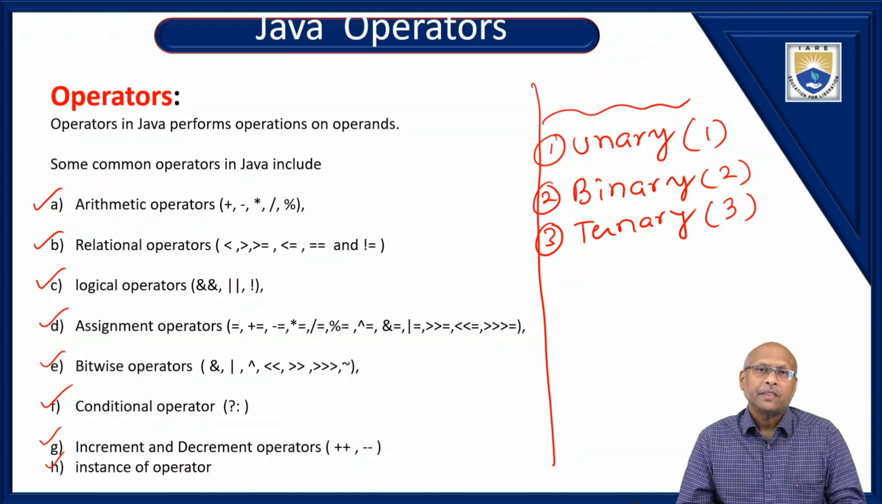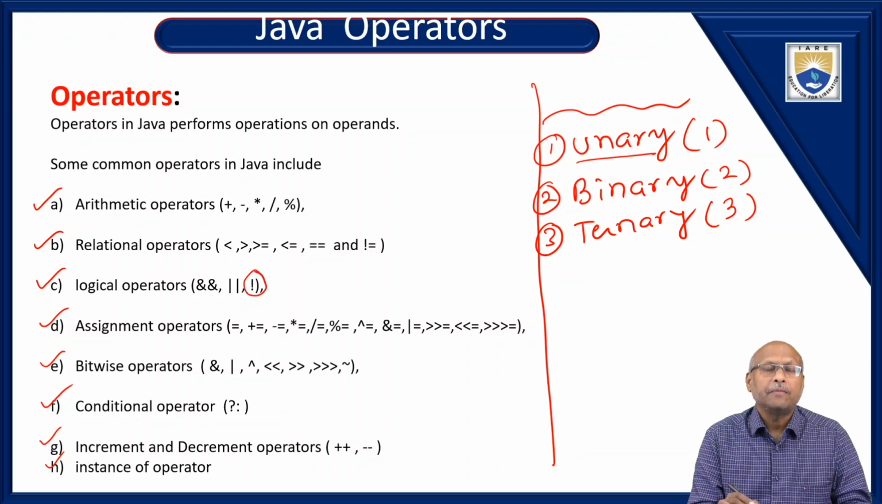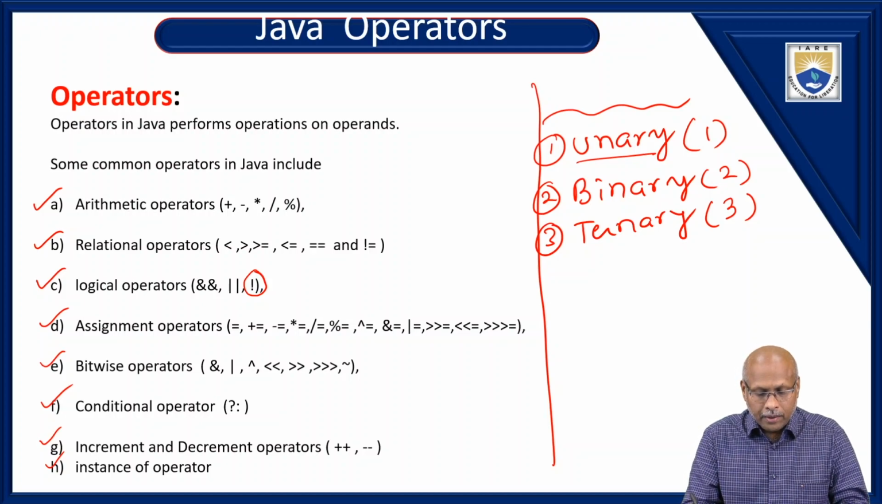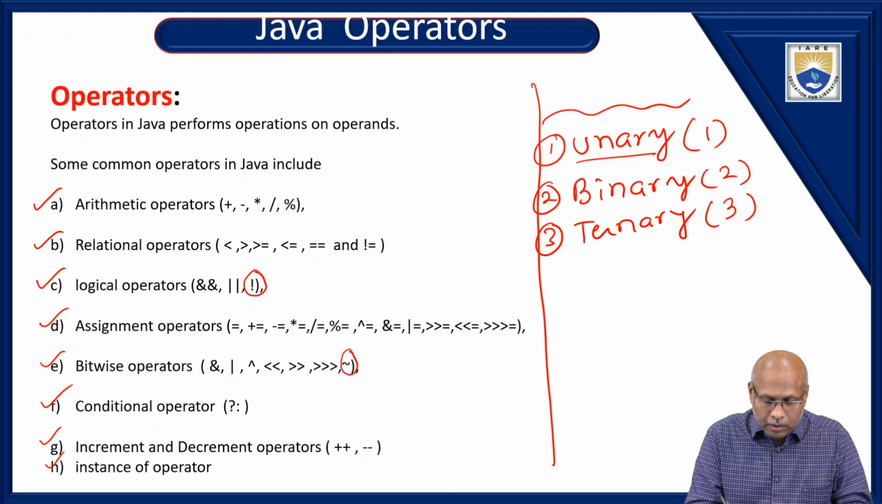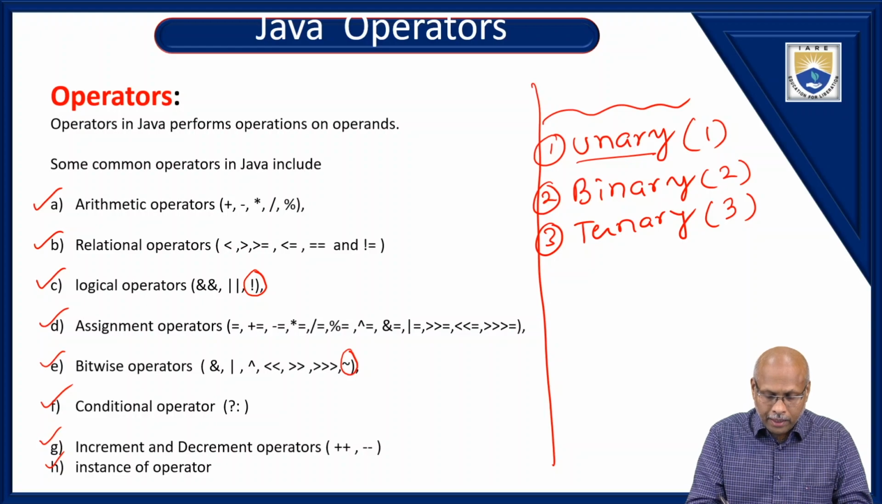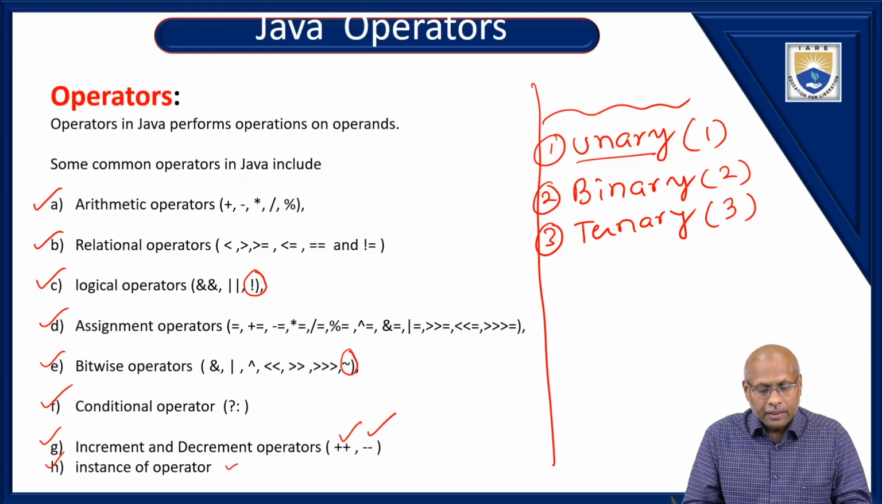That means some operator depends on a single operand. That operator is known as unary operator. So Java supports various unary operators. For example, logical not is a unary operator because that depends on a single operand. Similarly, the ones complement, a bitwise operator, is also a unary operator. Similarly, the plus plus and minus minus are also unary operators. Instance of is also a unary operator. Similarly, they are all unary.